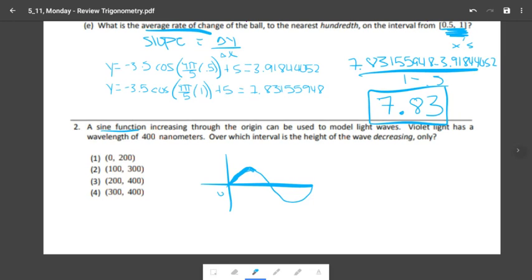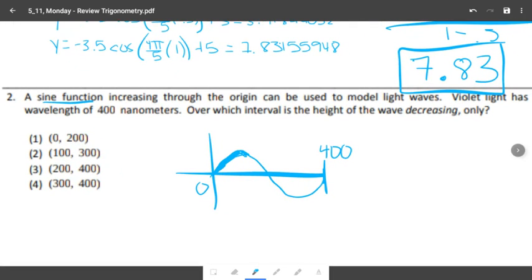So we're starting at 0. And our wavelength, we are ending at 400. Over which interval is the height of the wave decreasing only? So splitting this up, if this whole thing is 400, my halfway point should be 200. And then we do break those into halves as well. So from 0 to 200, that halfway point would then be 100. And between 200 and 400, we should be at 300.